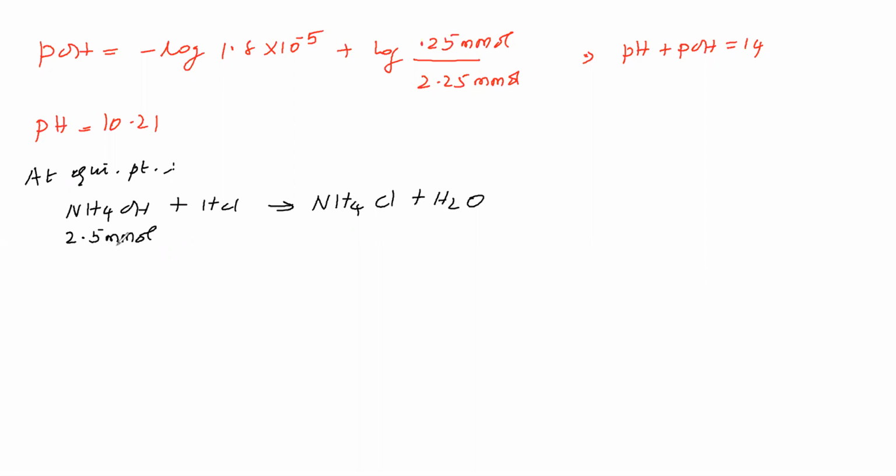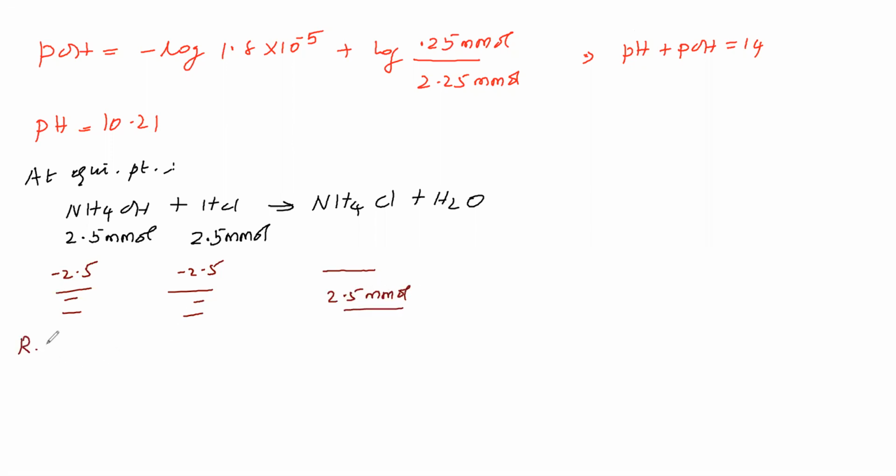Okay, and HCl. HCl concentration how much? 0.1 molar. How much did we add so far? 25 ml. So multiply both, you will get millimoles. So 2.5 millimoles of HCl. How much are they reacting, that we will see. This will react 2.5, this also will react 2.5, so the remaining is 0. So how much ammonium chloride is formed? 2.5 millimole of ammonium chloride is formed.